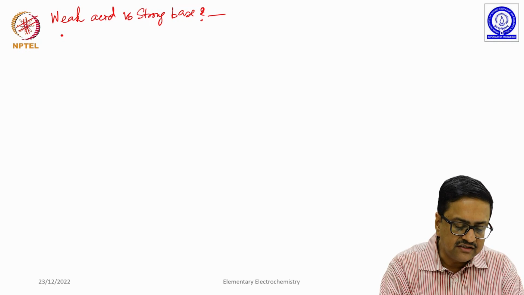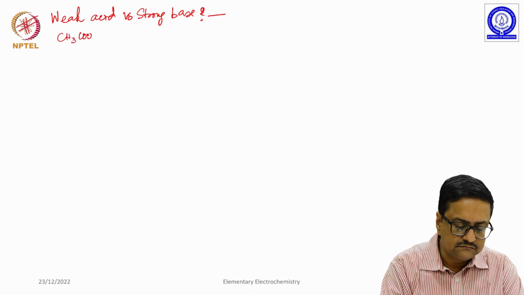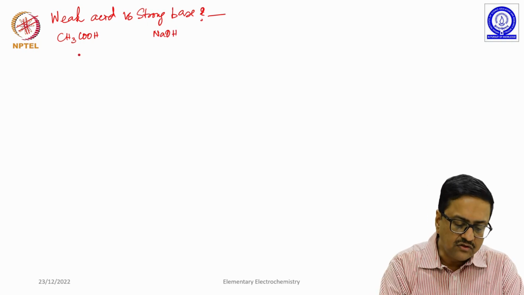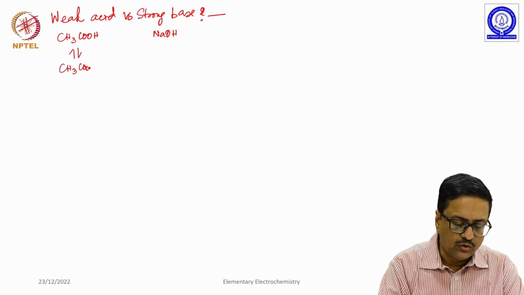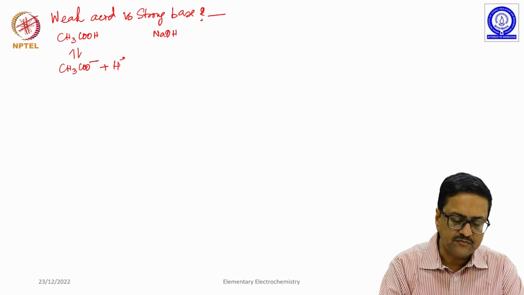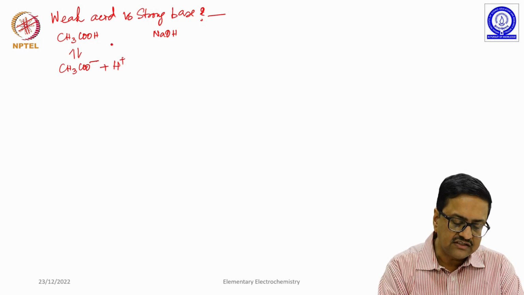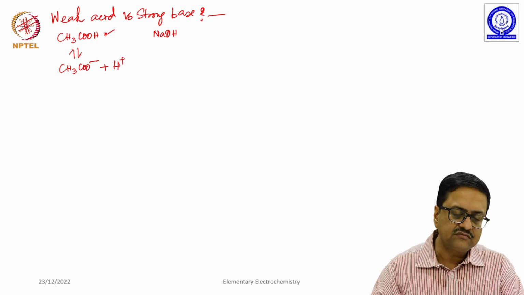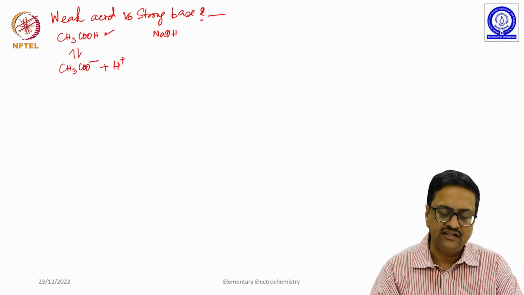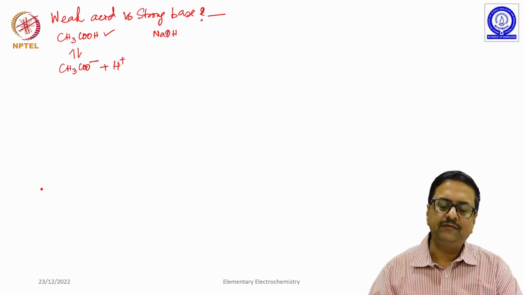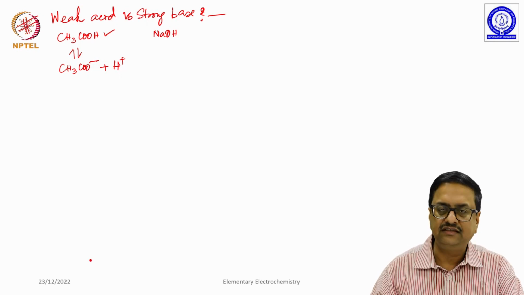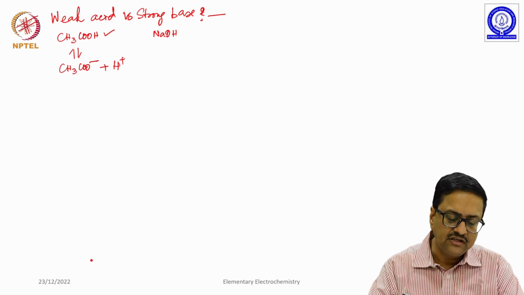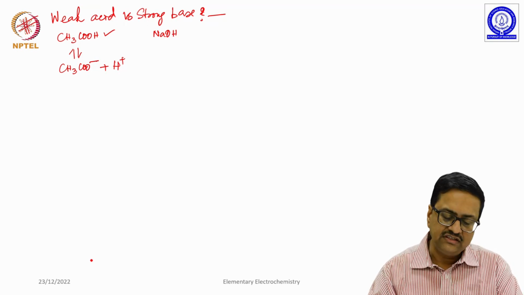So, suppose the weak acid is acetic acid and the strong base is NaOH. As you know, this weak acid is dissociated as CH3COO minus plus H plus, and this dissociation is very feeble in any aqueous medium, and most of the time acetic acid stays as undissociated acid. So, if you do the same experiment using acetic acid in place of HCl, you are going to see something different.